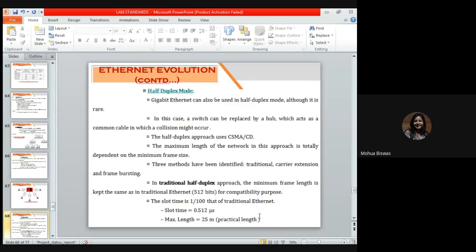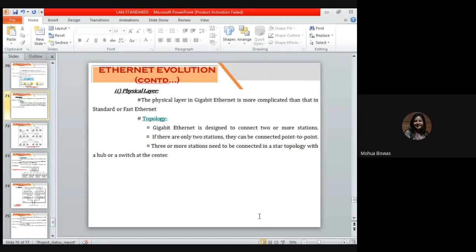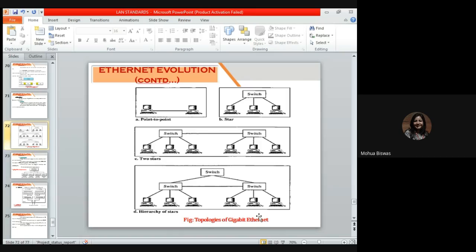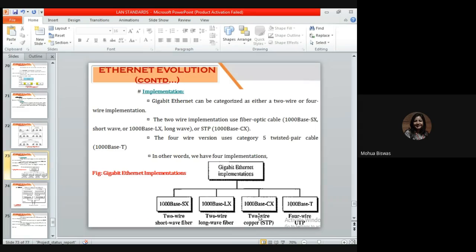Okay. Now, for full duplex we have already seen. Next is the physical layer. Under the physical layer, the topology, the arrangement of the network they have used, is the star topology, and there are normally four implementations of the physical layer: 1000 Base-SX, 1000 Base-LX, 1000 Base-CX, and the last one is 1000 Base-T. They have divided these four.